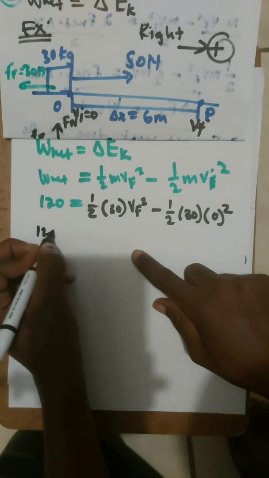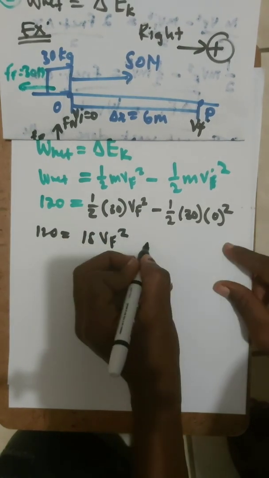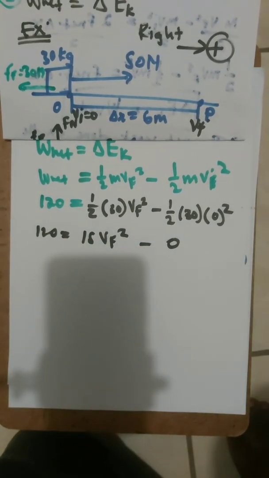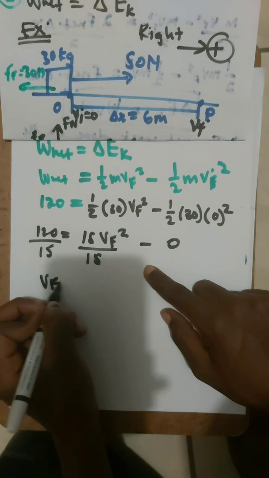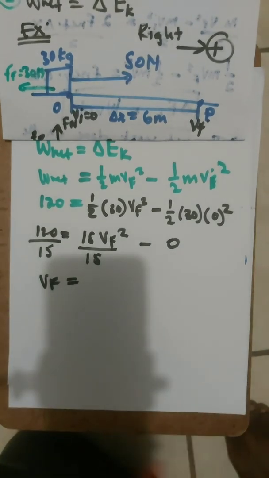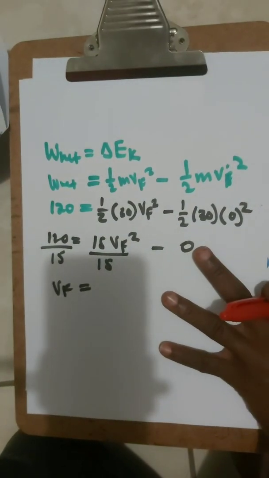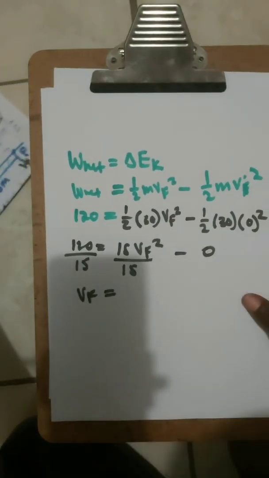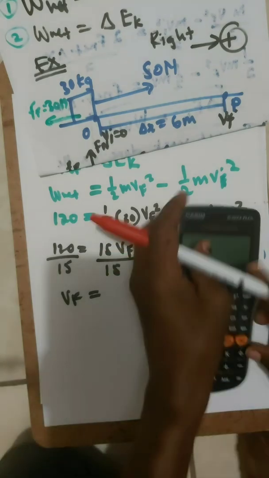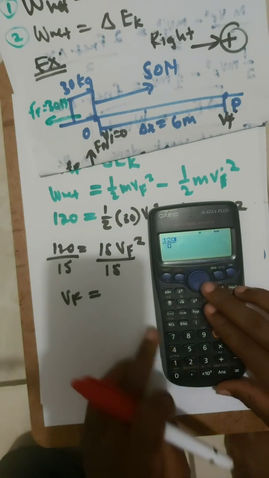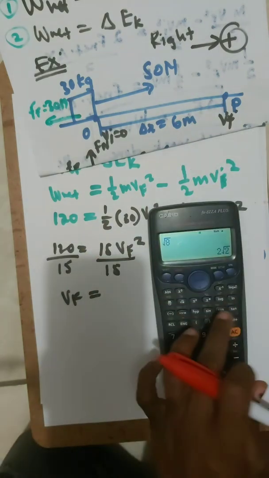So now we have 120 is equal to 15 vf squared minus 0. Then we can divide both sides by 15, and we can solve for our vf. Where's my calculator? Okay, so vf is the square root of 120 divided by 15, which is the square root of 8.